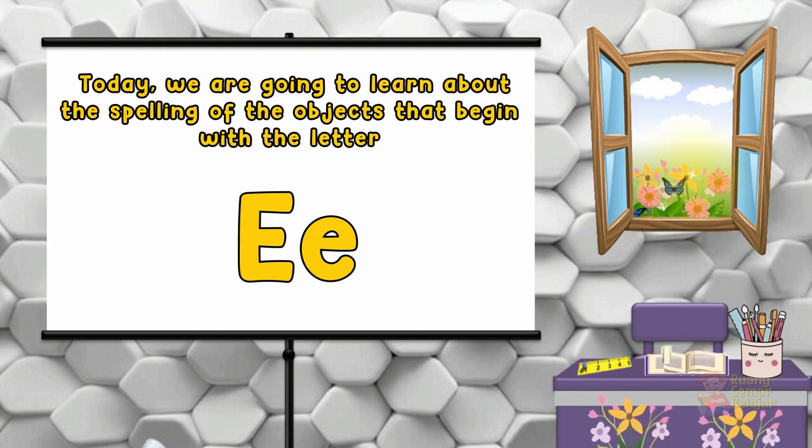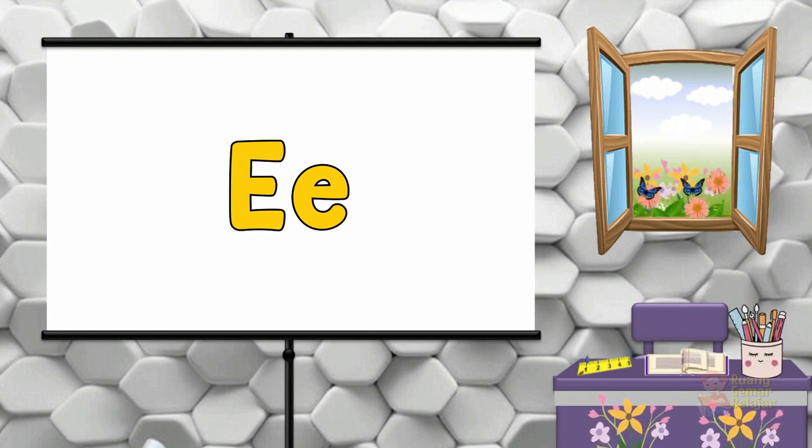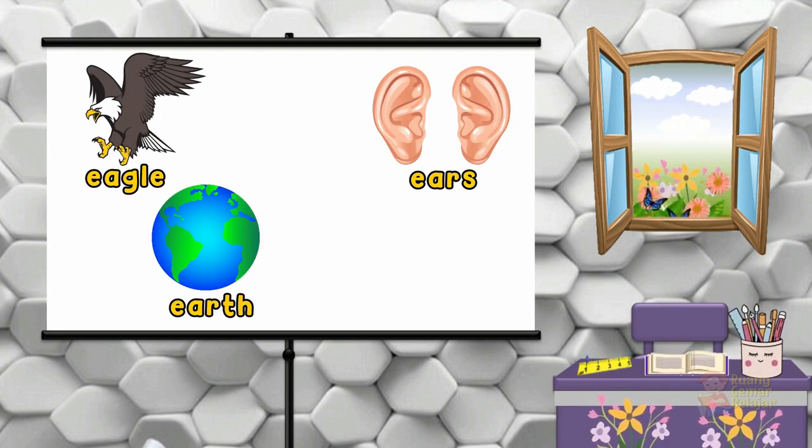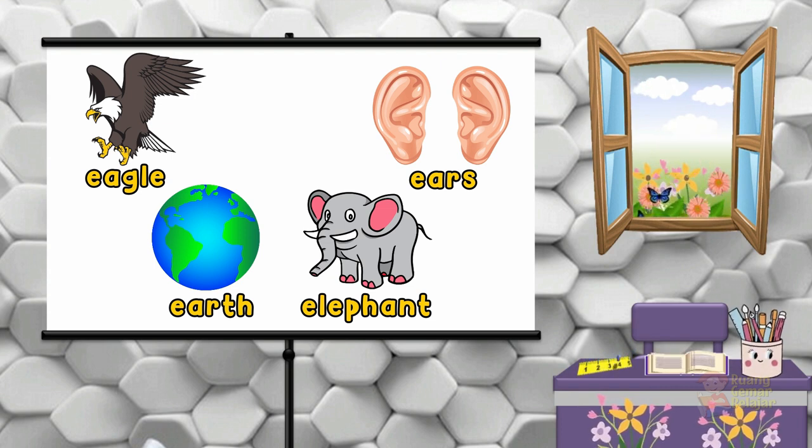Let's begin. Hi friends, today we are going to learn about the spelling of the objects that begin with the letter E. Before coming to the spelling session, let me show you the objects that begin with the letter E. They are eagle, ears, earth, and elephant.